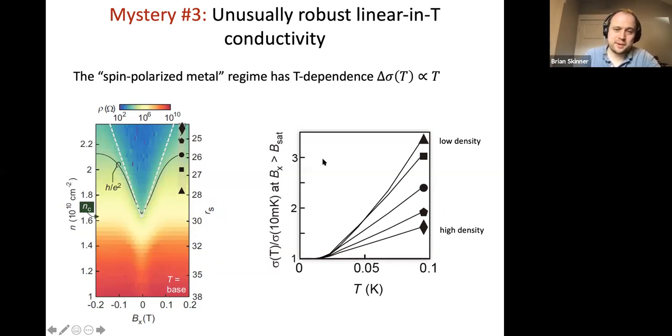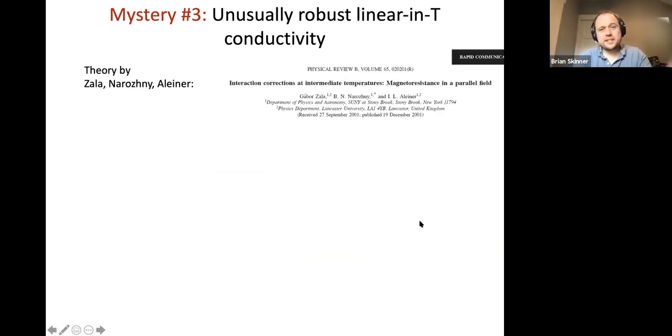So one question is where is this coming from? How is it possible to have a metal, a spin polarized metal, that has a temperature dependence that looks like this? And it turns out there's a pretty good theory for a linearly increasing conductivity of a spin polarized metal. And that theory belongs to Zala, Narozhny, and Aleiner in 2001. They were trying to just calculate the effect of interactions on the conductivity.